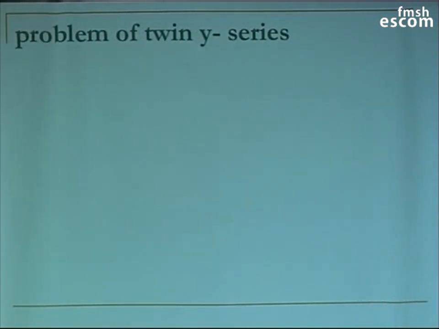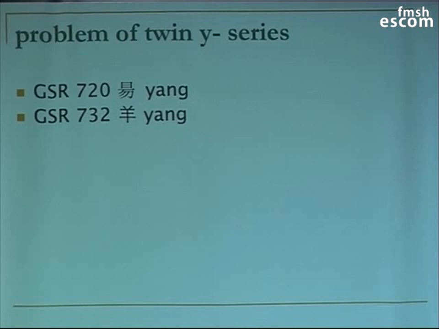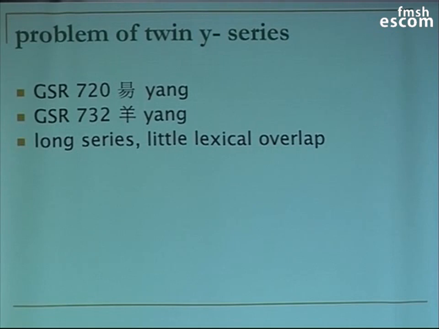Now, in this connection, let me do a short excursus. You sometimes get, in Grammata Serica, twin series that are characterized by yod in Middle Chinese. For instance, GSR 720, yang, and GSR 732, yang. These are long series. There's a lot of words in each of them.